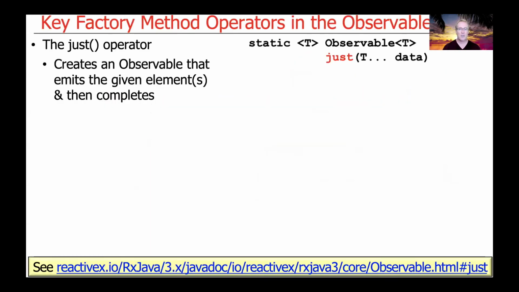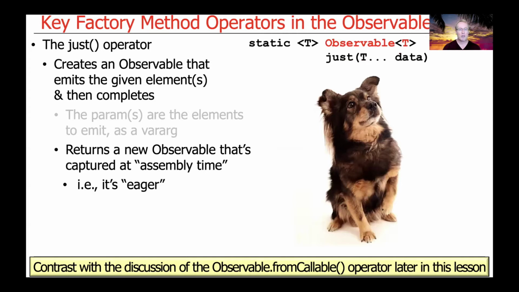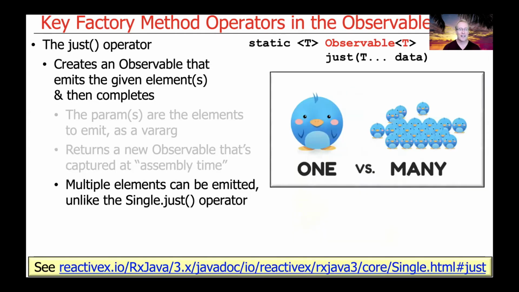Let's begin our discussion with the just operator. This operator creates an observable that emits the given elements and then completes. The parameter or parameters that are passed are the elements to emit, which are provided as a varargs parameter. This operator returns a new observable that's captured at assembly time. In other words, it's eager. We'll contrast this with the discussion of the observable fromCallable operator later on in this video.